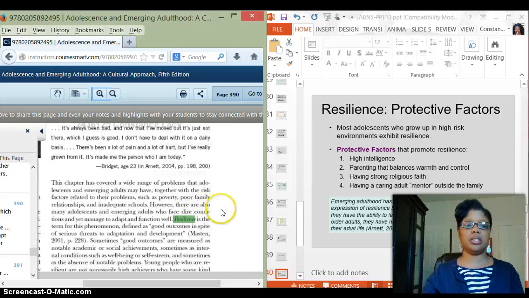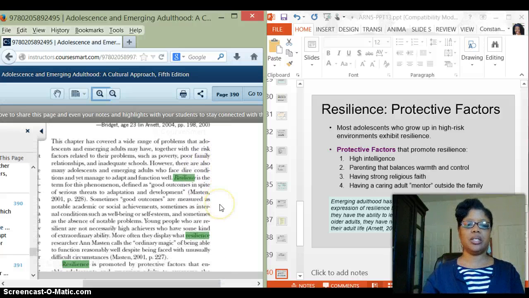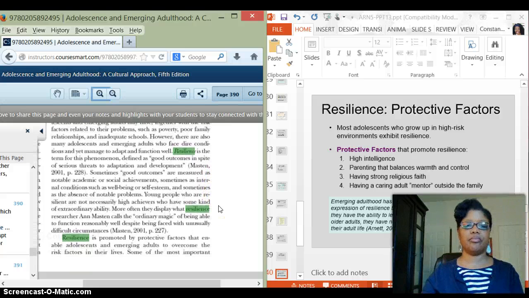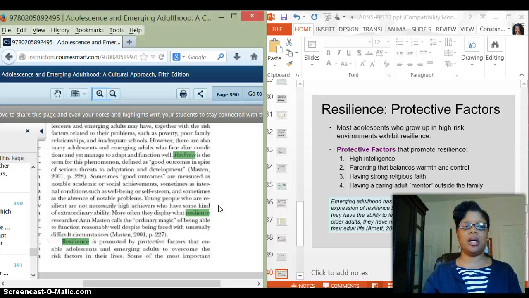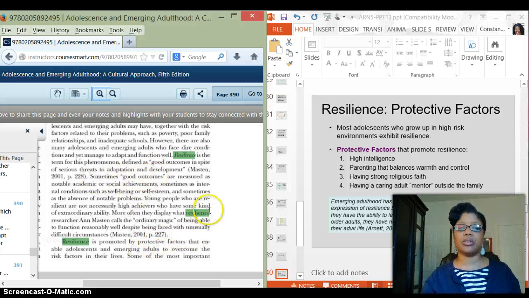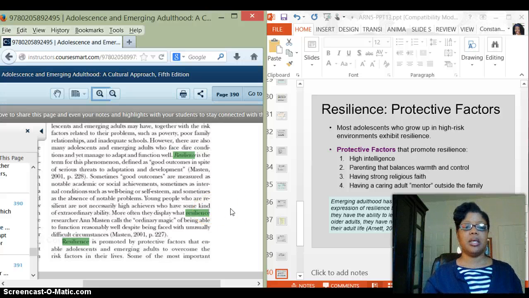But the definition is, resilience is a term for the phenomenon of young people being able to, despite their challenges and conditions that may make them at risk, manage to be productive citizens in society, and they make really good decisions, and they have good outcomes, right? And sometimes those good outcomes are measured as notable academic success or social success or economic success. But sometimes it's just that they choose not to get engaged in those external problem behaviors that would be so easy for them to get involved in.